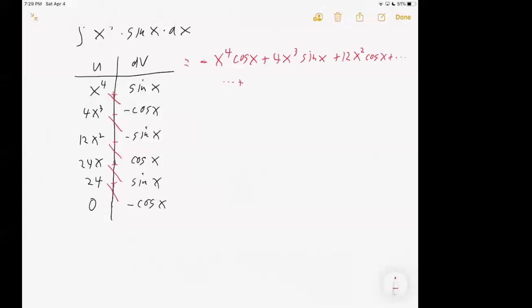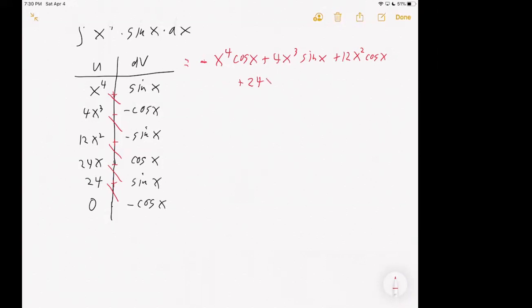So then we have, actually I shouldn't do that. That has two plus signs, so I'll just put the plus down below and keep going. So I was down to the 12x squared. Now that gets me to 24x. Oh, that's a negative one.